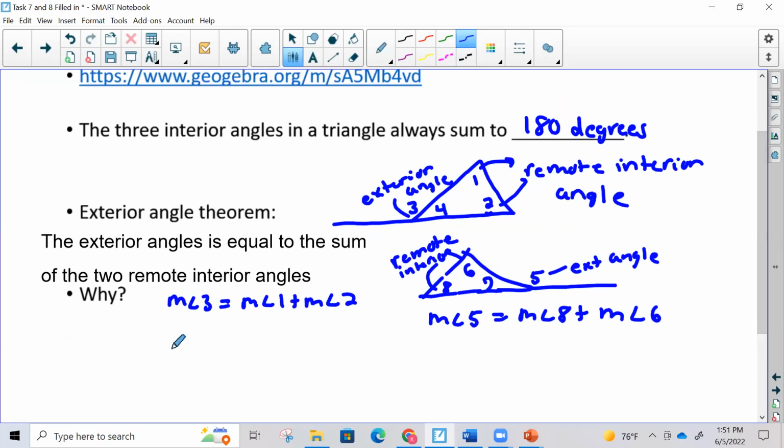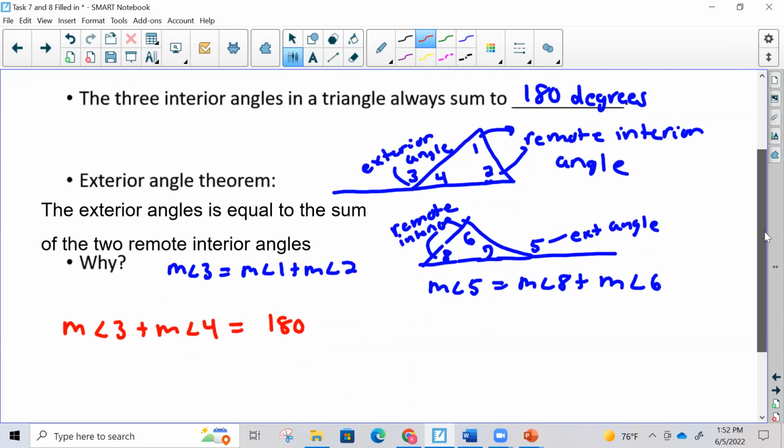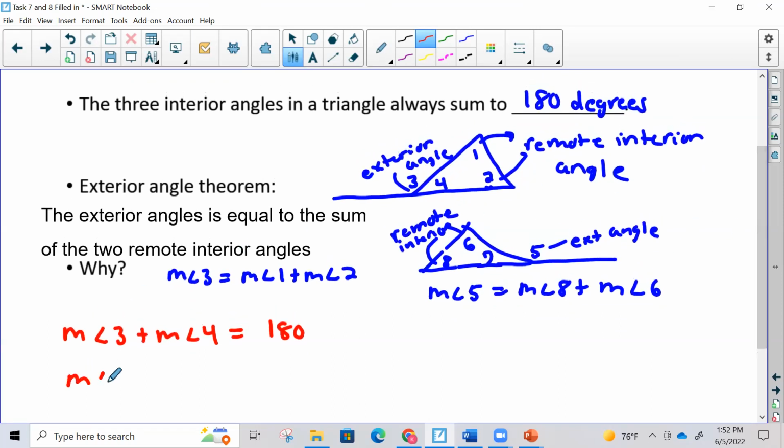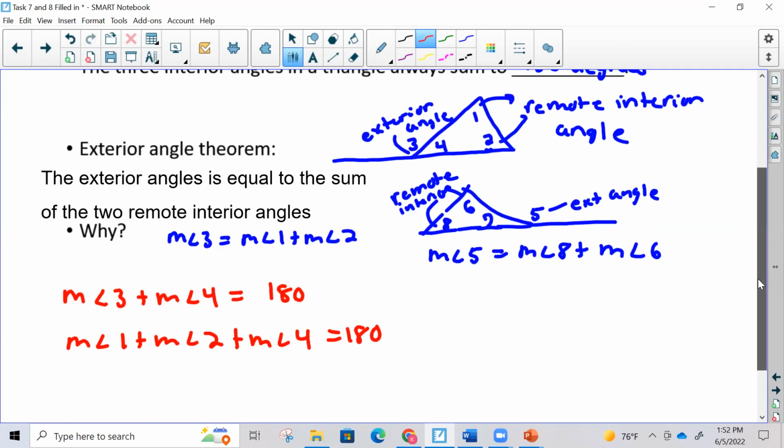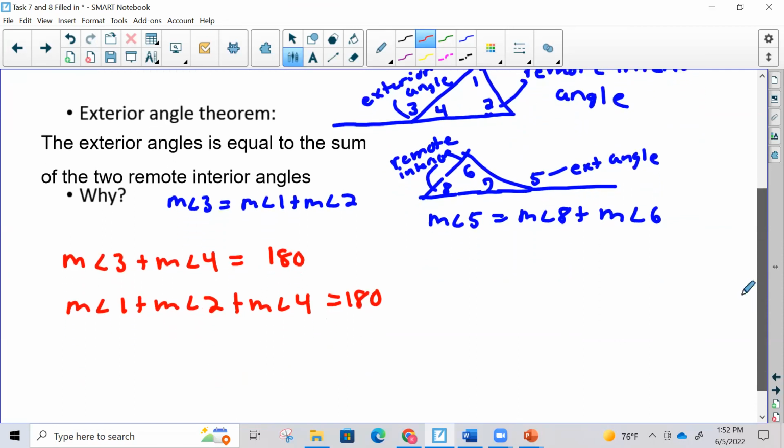Well, if we show it with algebra, what we know from angles and triangles, using this first diagram, is that angle 3 and angle 4 have to add up to 180 because they're supplementary angles. They form that straight angle. And we know that the measure of angle 1 plus the measure of angle 2 plus the measure of angle 4 equals 180, because those three angles are the interior angles of a triangle, which always add up to 180.